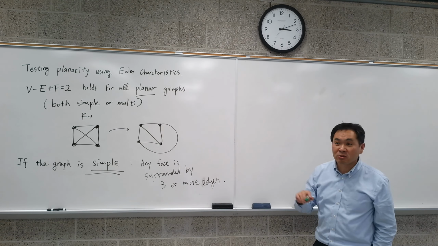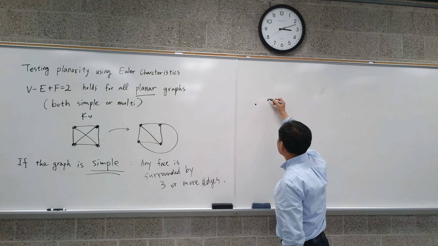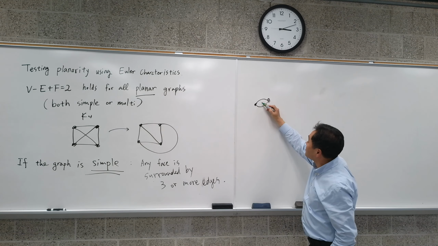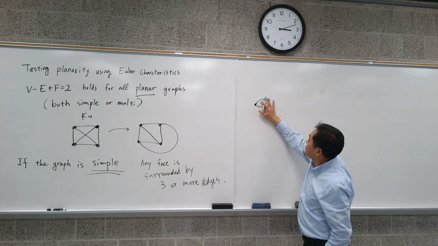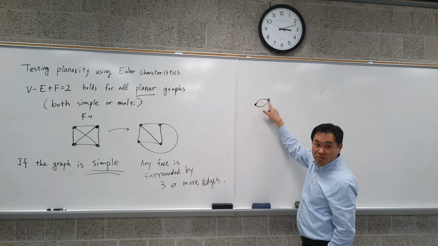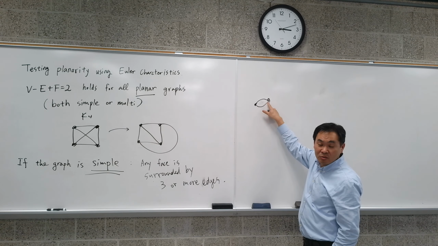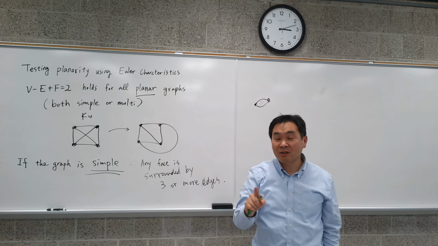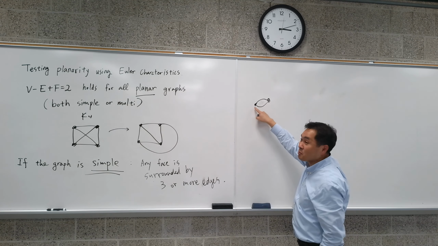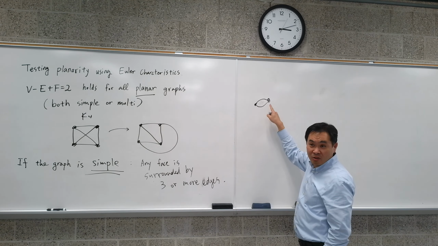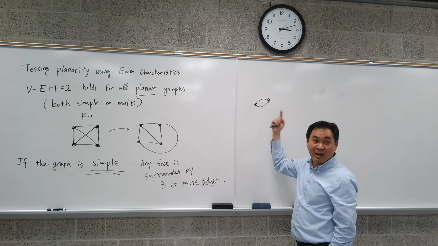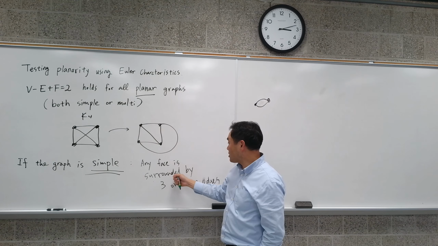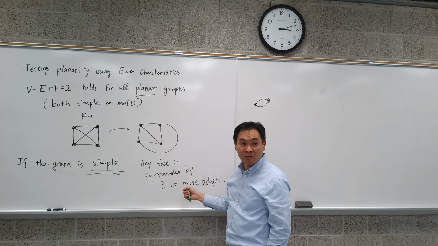Now, if you go back to the example that I showed you, the simplest multigraph, you have two vertices and edges like that. You can see that this face right here has two edges, right? So you can easily see that if you have a face that's surrounded by only two edges, that means you're connecting two vertices by more than one edge. That immediately tells you that it's not a simple graph, okay? So if you know that the graph is simple, then you know that the face is surrounded by three or more edges. That's a big hint.